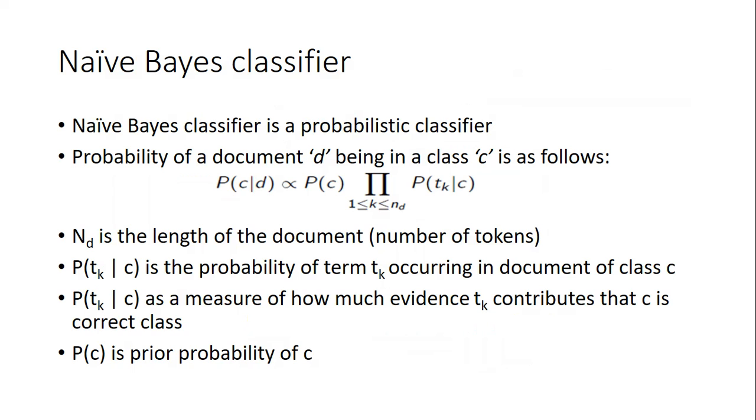Naive Bayes classifier is basically a probabilistic classifier. The probability of document d being in class c is as follows. Given a document, the probability of which class it would be classified into is directly proportional to the prior probability of class c multiplied by the product over all the words in the document of the probability that the term tk occurs in a document of class c. The probability of tk given c is a measure of how much evidence tk contributes that c is the correct class. In this case, nd is the total length of the document, and it has several tokens, where each of the tokens ranges from 1 to nd.